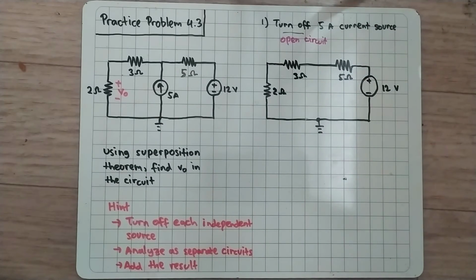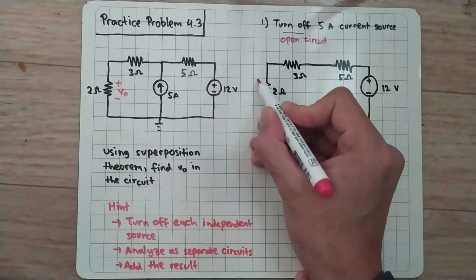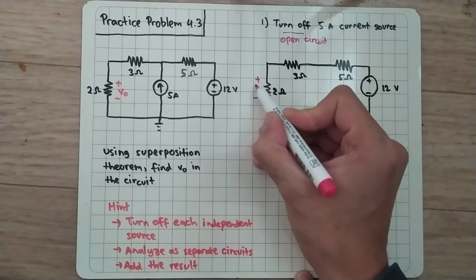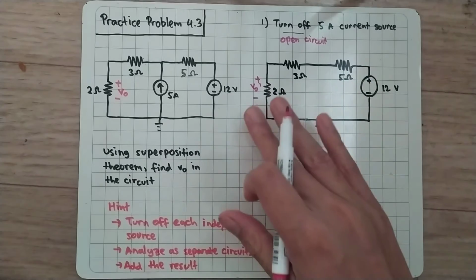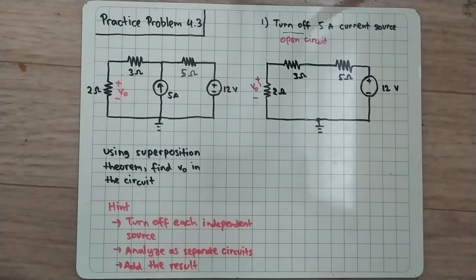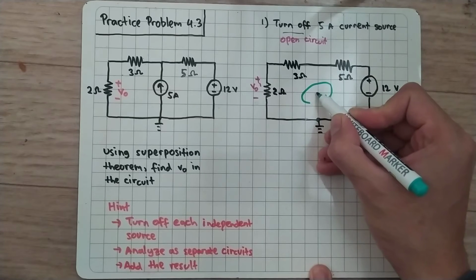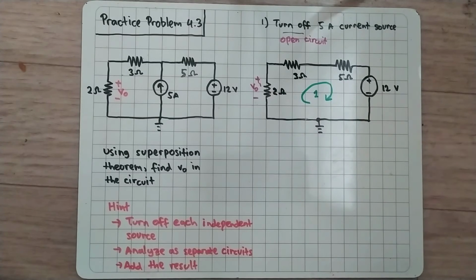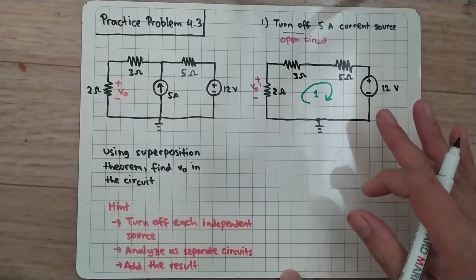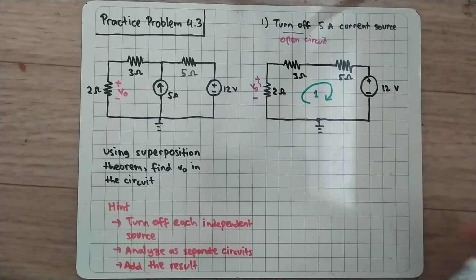And we are asked to find V0 here. Let's name this V0 prime, because it's different from this V0. Now we need to find out the value of V0 prime, and I will use some loops here. Let's name this loop 1. So in loop 1, I think I will use the counterclockwise direction.